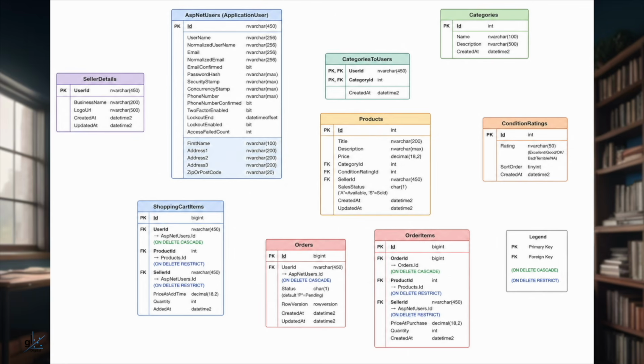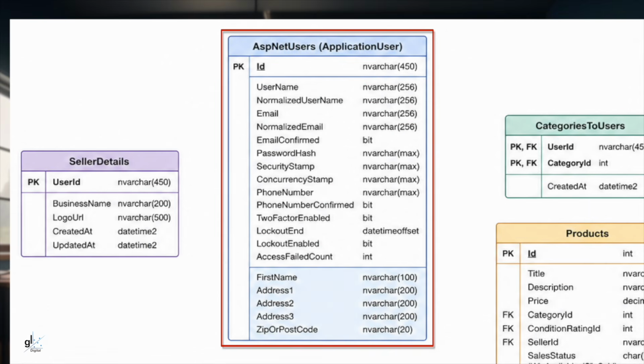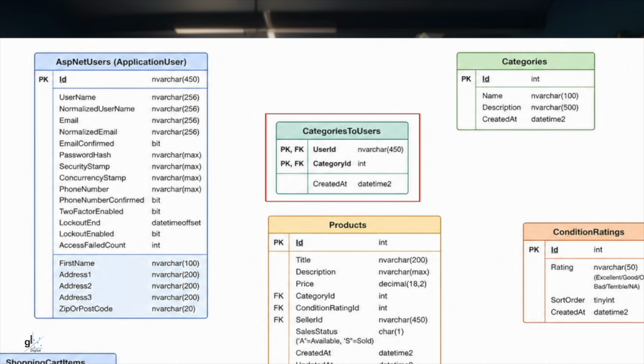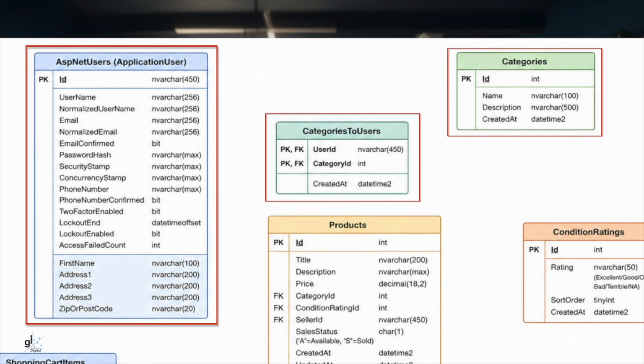Right, so let's look at an overview of the design of the GarageSale database. This database supports an online marketplace where ASP.NET Core Identity application user is the central entity for both buyers and sellers. Each user stores personal profile information, can create a seller profile through a one-to-one relationship with seller details, and can select preferred product categories through the Categories to Users many-to-many junction table, allowing the system to prioritize relevant products when the user logs in.